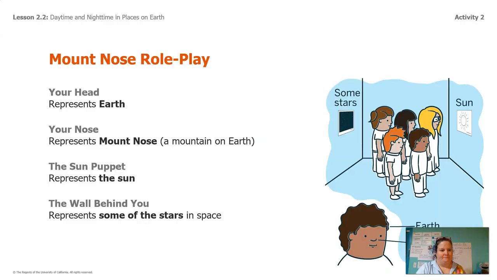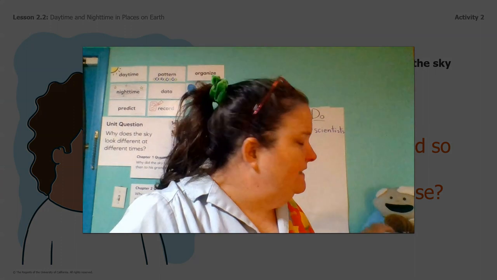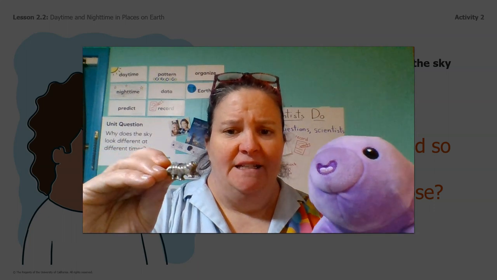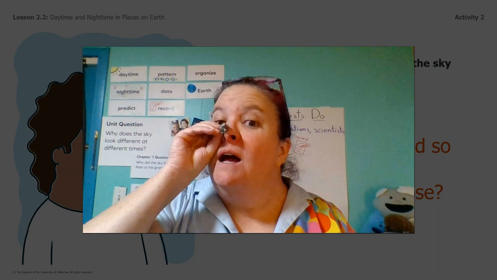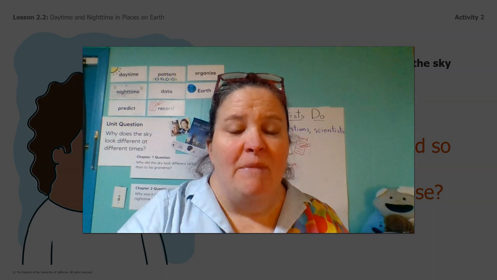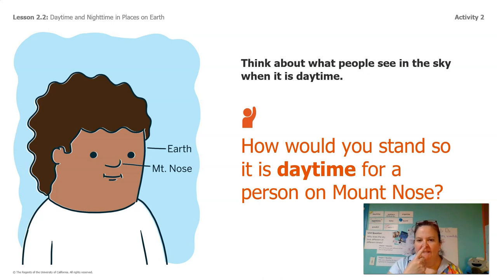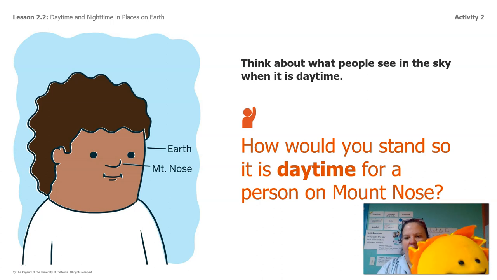Here's the next part of this role play. Imagine that there's a teeny tiny person on your nose. So I actually have a teeny tiny tempest. So imagine there's a teeny tiny person on your nose and they're looking up at the sky. Okay? Just imagine. So if there was a person standing on Mount Nose, right? And the screen is the sun, and behind you is the stars.